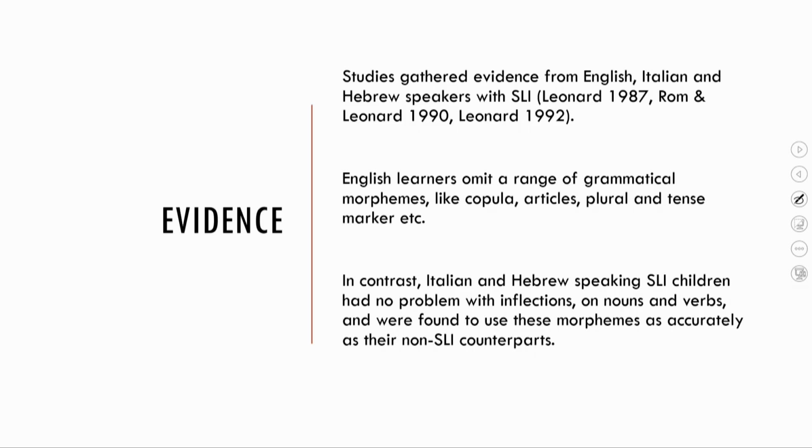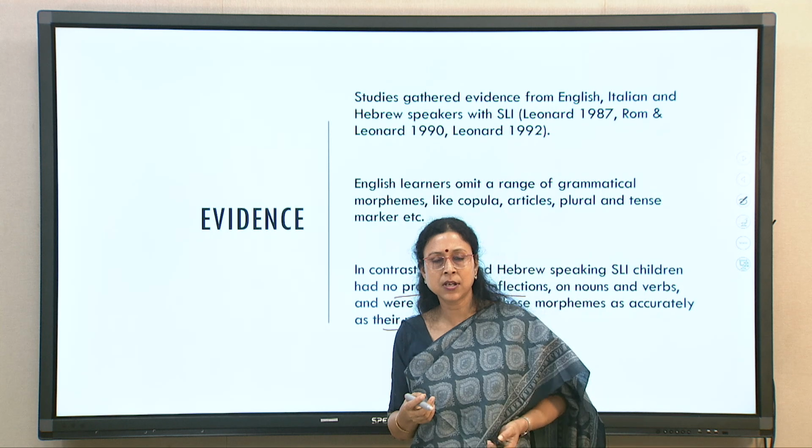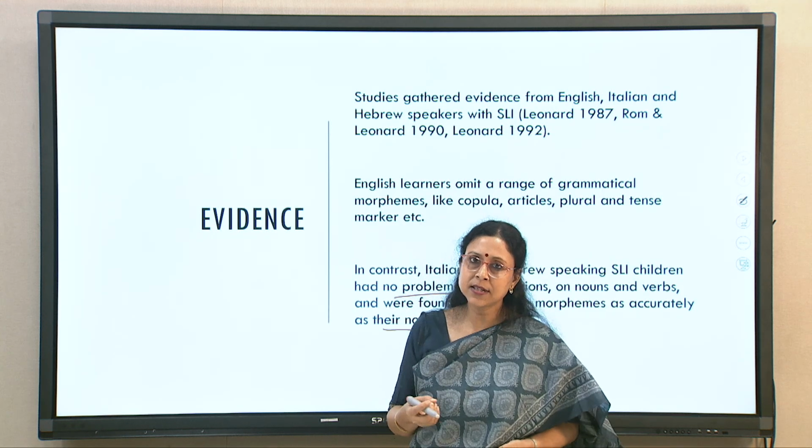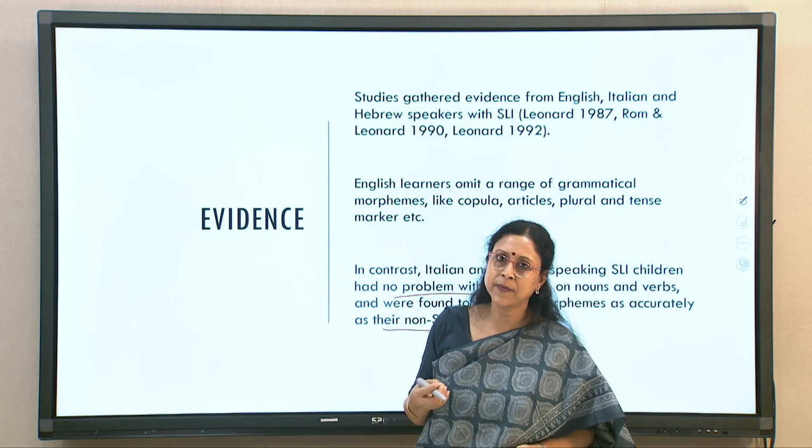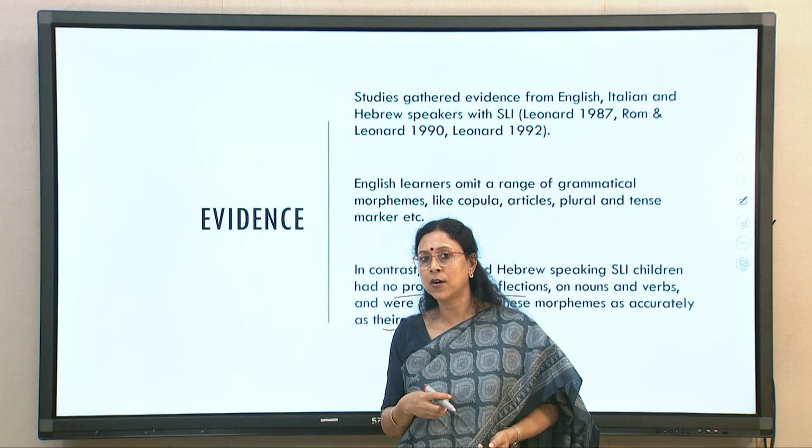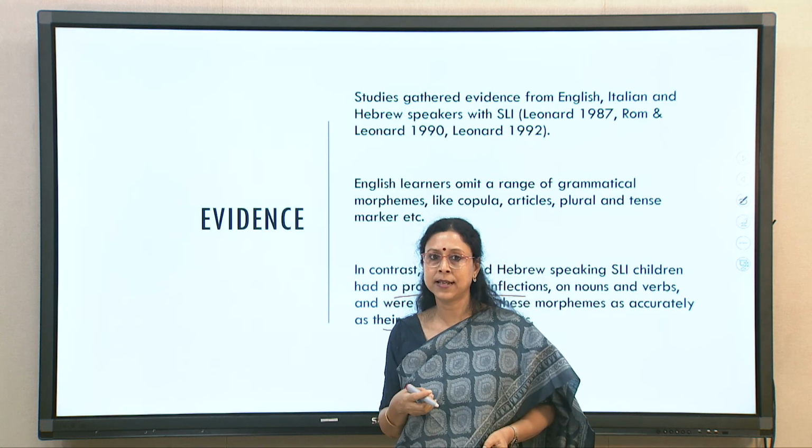English learners omit a range of grammatical morphemes like the copula, the article, plural and tense marking, which we have already seen. In contrast, Italian and Hebrew speaking SLI children had no problem with inflections on nouns and verbs and were found to use these morphemes as accurately as their non-SLI counterparts. So, whereas English speaking children have a serious difficulty with inflections of various types, Italian and Hebrew children did not.